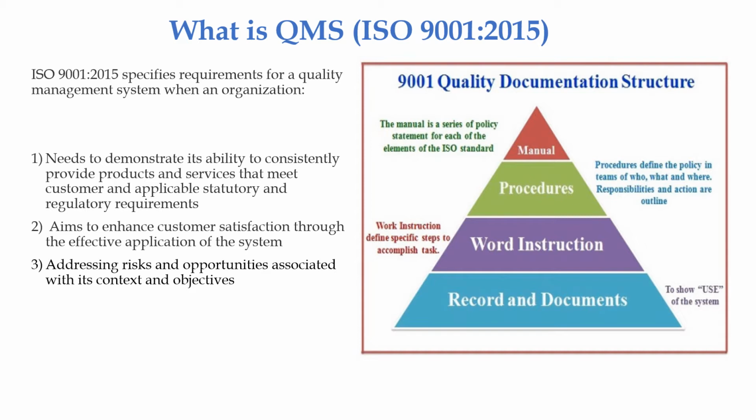Second, procedures. Procedure defines the policy in terms of who, what, where. Responsibility and actions are outlined. In the work instruction, it defines the specific steps to accomplish a particular task. Fourth one is the records and documents to show use of the system.